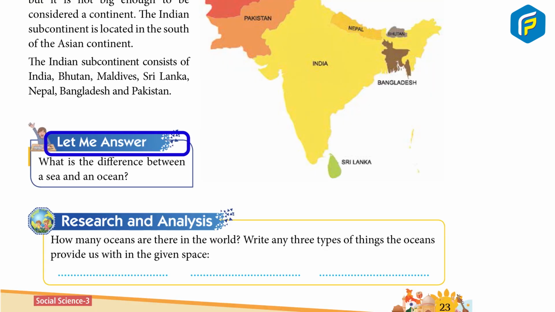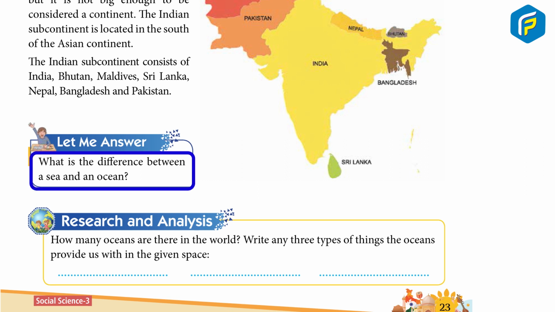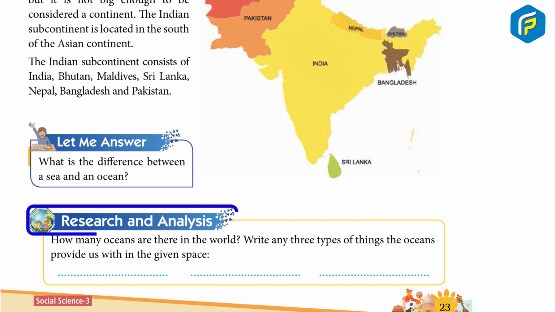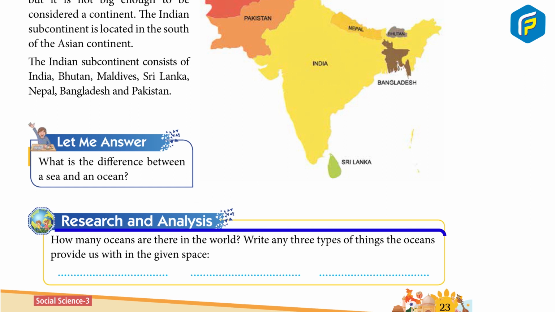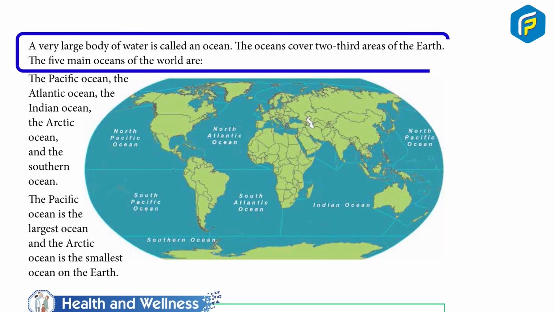Let me answer. What is the difference between a sea and an ocean? Research and analysis. How many oceans are there in the world? Write any 3 types of things the ocean provide us with in the given space. A very large body of water is called an ocean. The oceans cover 2/3 areas of the earth.